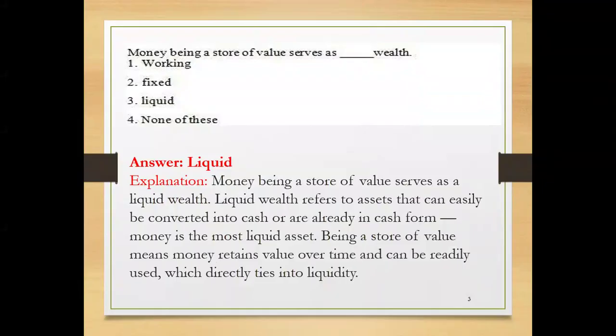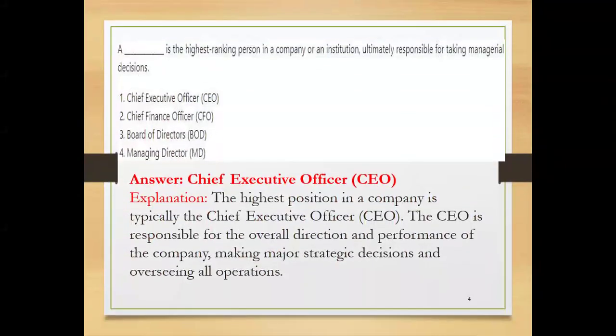What do you mean by liquidity? How fast we can convert into the cash? Or is it in the cash form? Liquid wealth refers to assets that can easily be converted into cash or already in the cash form. Money is the most liquid asset. Being store of value means money retains value over time and can be readily used, which directly ties into the liquidity.